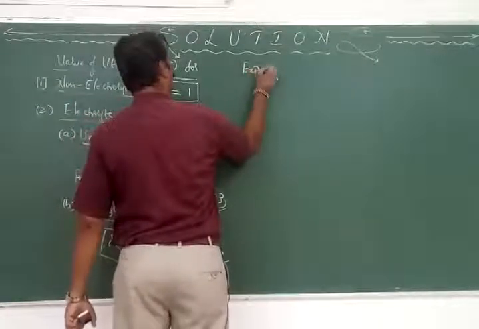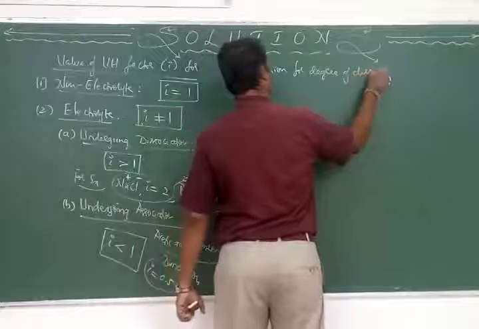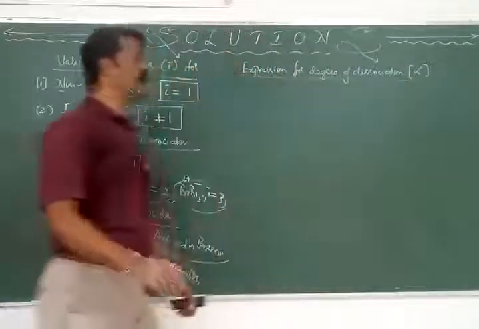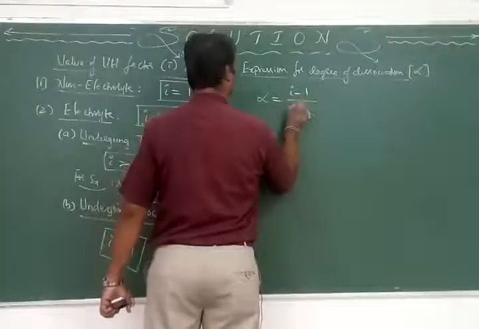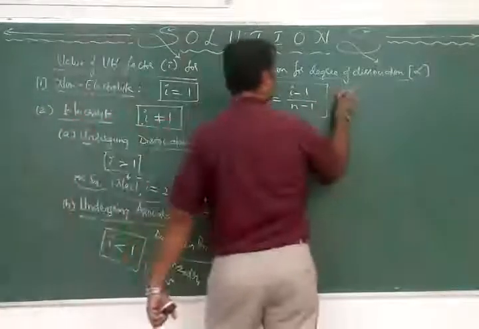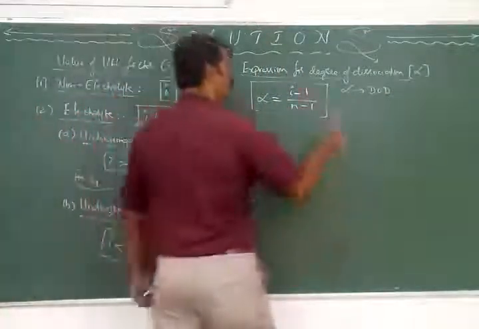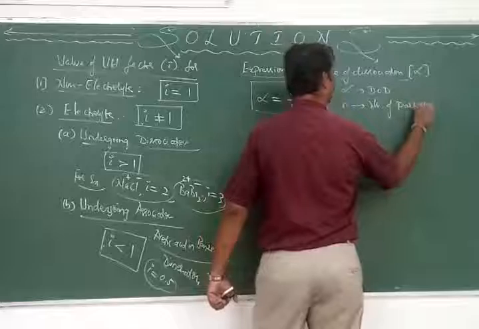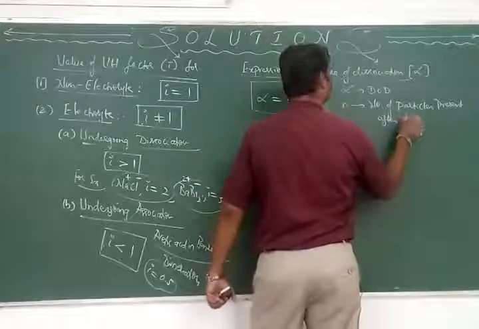Expression for degree of dissociation. Alpha is equal to i minus 1 divided by n minus 1. What is alpha here? Alpha is DOD, degree of dissociation. i is called the Van 't Hoff factor. What is n? Number of particles present after dissociation.